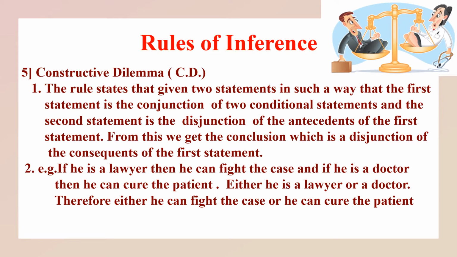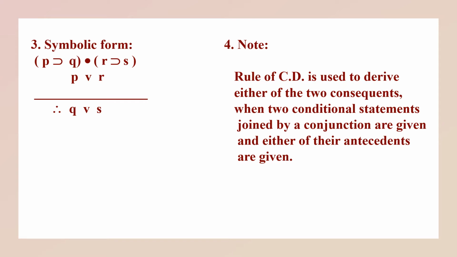Let us see the symbolic form of this rule. P implies Q and R implies S, either P or R, therefore either Q or S. Note that the rule of CD is used to derive either of the two consequents when two conditional statements joined by a conjunction are given and either of their antecedents is given.